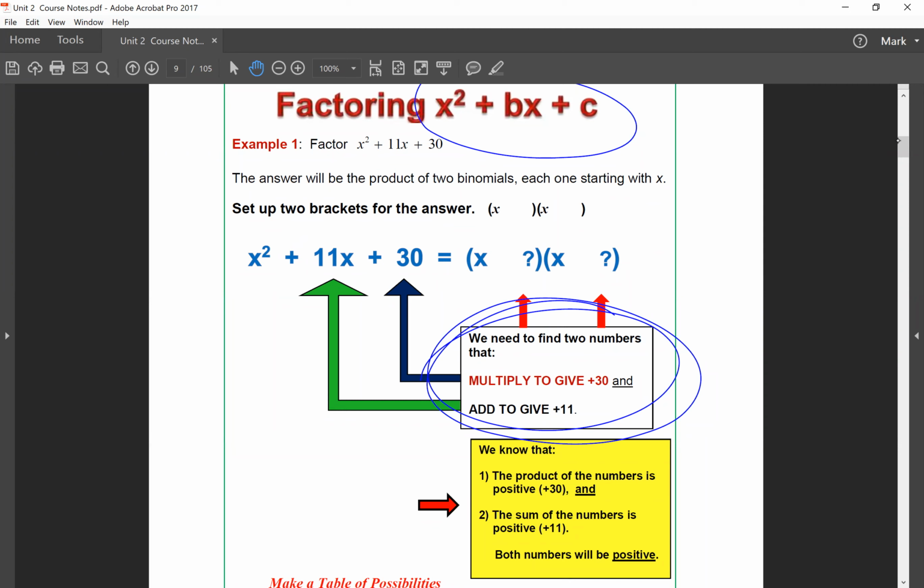So there's 1 times 30. That's obviously not the answer, but that's two of the factors of 30. There is 3 times 10 and 6 times 5. So 6 times 5 seems to be the answer. Six times 5 will give us 30. 6 plus 5 will give us 11.